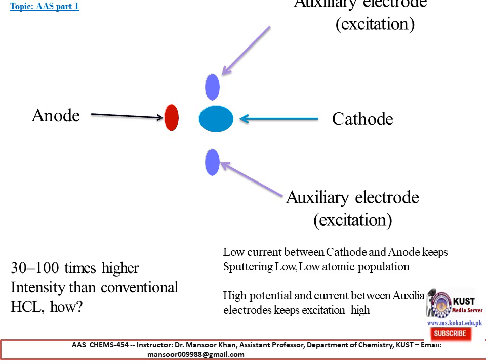Low current between cathode and anode keeps sputtering low, so a low atomic population is produced, and it avoids self-absorption. High potential and current between the auxiliary electrodes leads to a high excitation process. So this is the schematic structure of the hollow cathode lamp, the same, but there are two extra auxiliary electrodes which also take part in the excitation, which leads to low sputtering and avoids self-absorption.